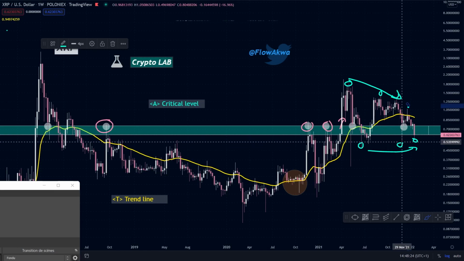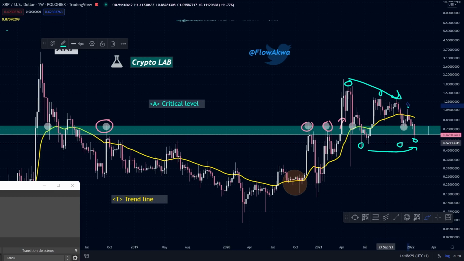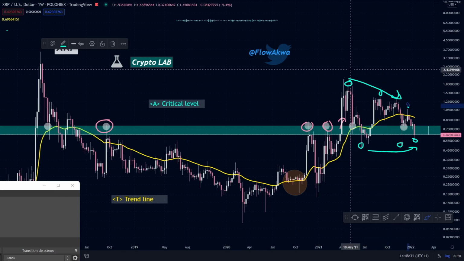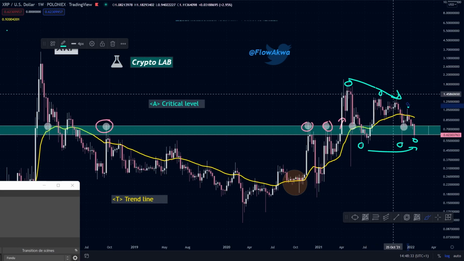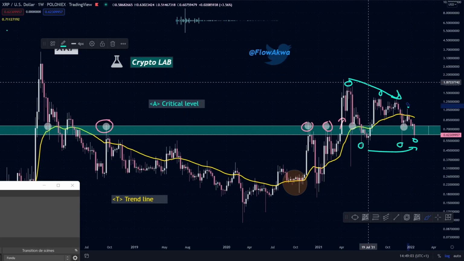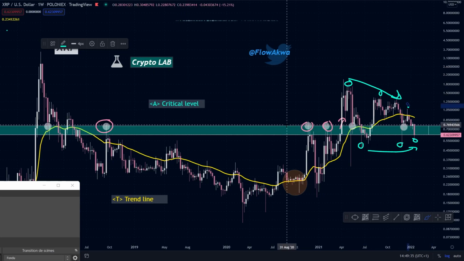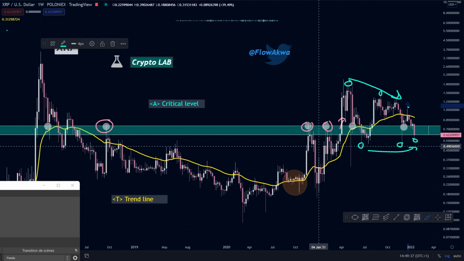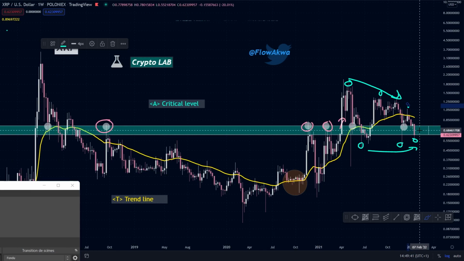Here, the lows are closer, okay, from one another. But here you see that there is a lot of pressure to the downside, a lot of bearish pressure. So for now, the bears are winning the fight. And it's very easy to understand. If the bulls want XRP to go up, they will defend this area. They will prevent the price from going below it.